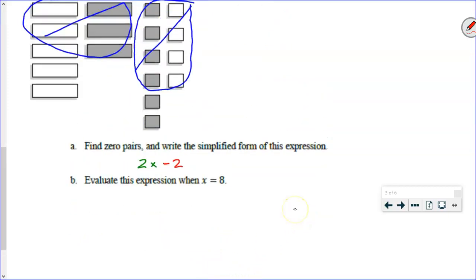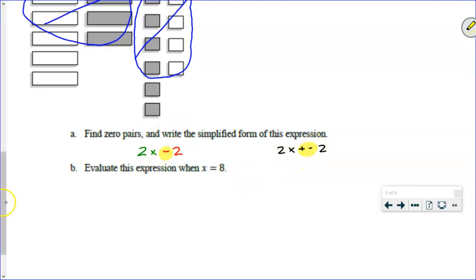Always. And I'm not always going to remind you that this can be rewritten to be adding a negative. I want you to start making that connection on your own. But the answer is yes. This subtraction can be rewritten as adding a negative. You always have that option.